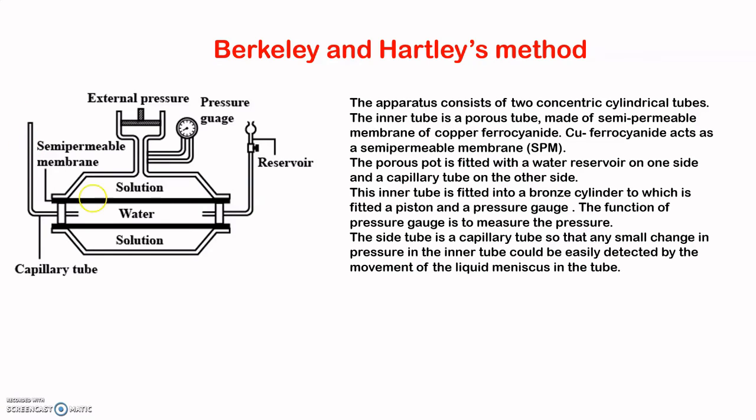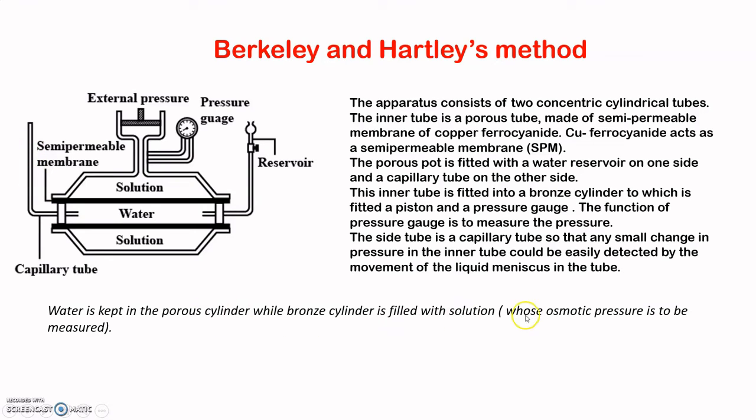How is that? The change in pressure can be monitored by the change in the water level in this capillary tube. So how does that happen? You are immersing this cylindrical tube containing pure water in a tube containing solution. So by osmosis, what happens? The water molecules will pass from the inner tube to the outer tube. When water molecules pass from inner tube to the outer tube, there will be a decrease in the level of water in the capillary tube. So that's what is written here.